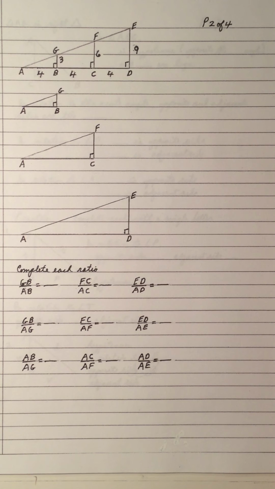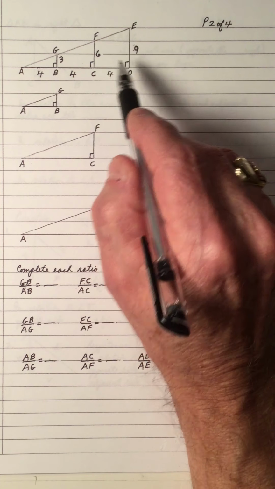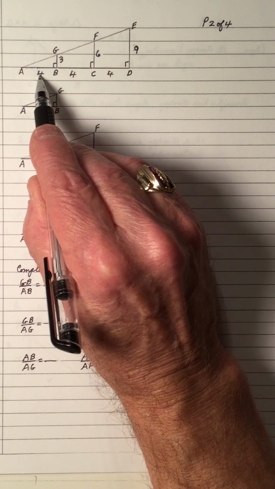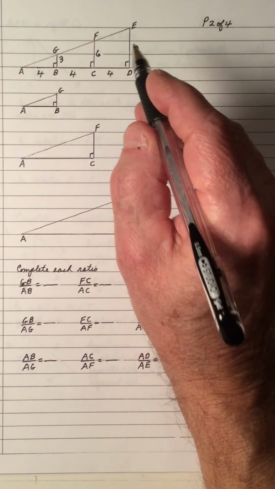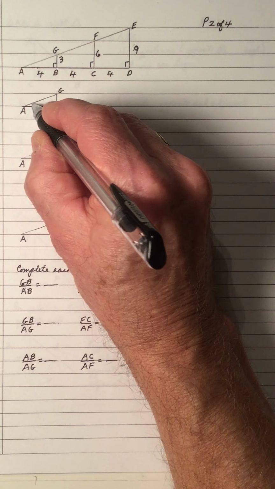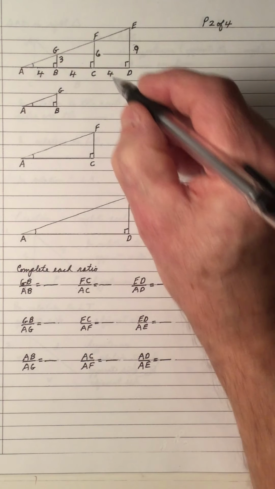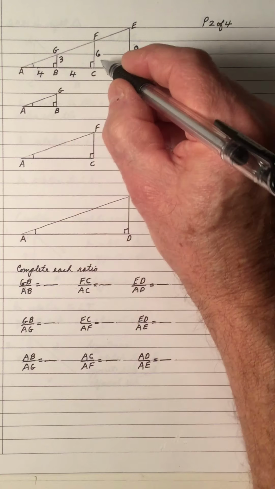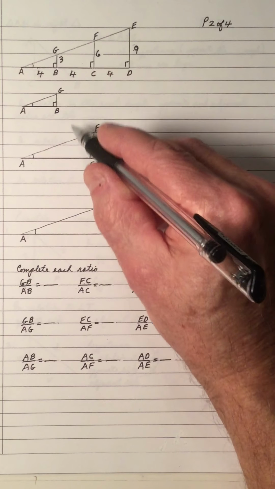Trig is the study of the relationship between the angles and the sides of a triangle. So we're going to look at that relationship now. Notice I have a triangle divided up into sections, with 4 and 4 and 4. The height is 3, 6, and 9. If I look at each triangle, then this angle A, right here, is in all 3 triangles. And the right angle at B is right here. The right angle at C is right here. The right angle at D is here. So I have 3 separate triangles.